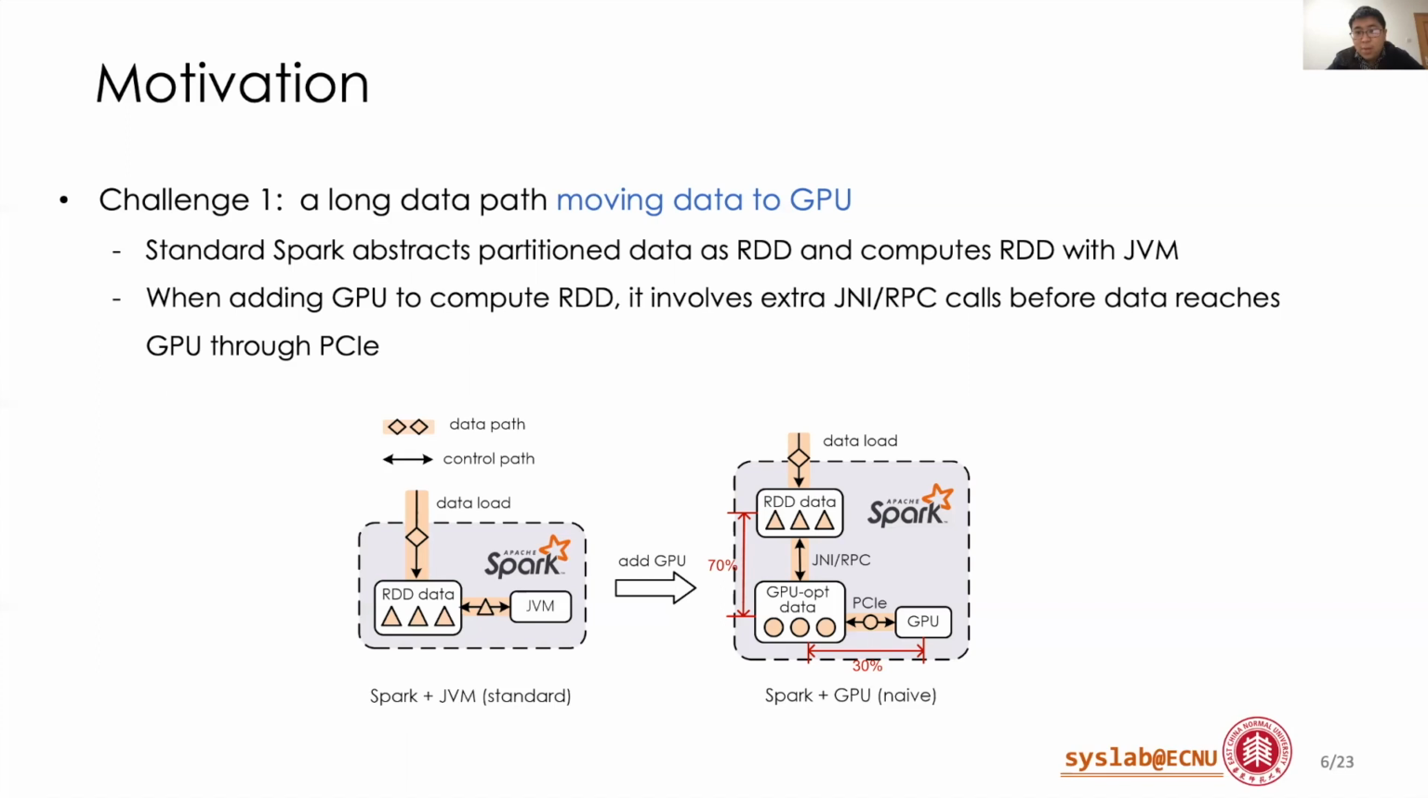Considering these facts, we need to cope with three fundamental challenges as follows. The first challenge is that there is a long data path for moving data to the GPU. The standard Spark abstracts partitioned data as RDDs and computes RDDs with the JVM. When we add a GPU to compute RDDs, it involves extra JNI or RPC calls before data reaches the GPU through the PCIe bus. This process occupies 70% of execution time, as the RDD should be converted into a GPU-optimized format.